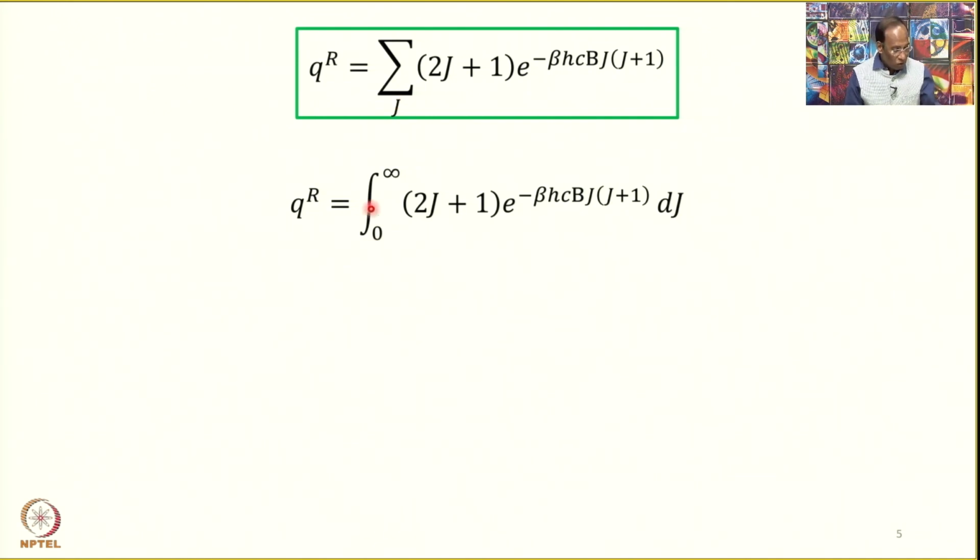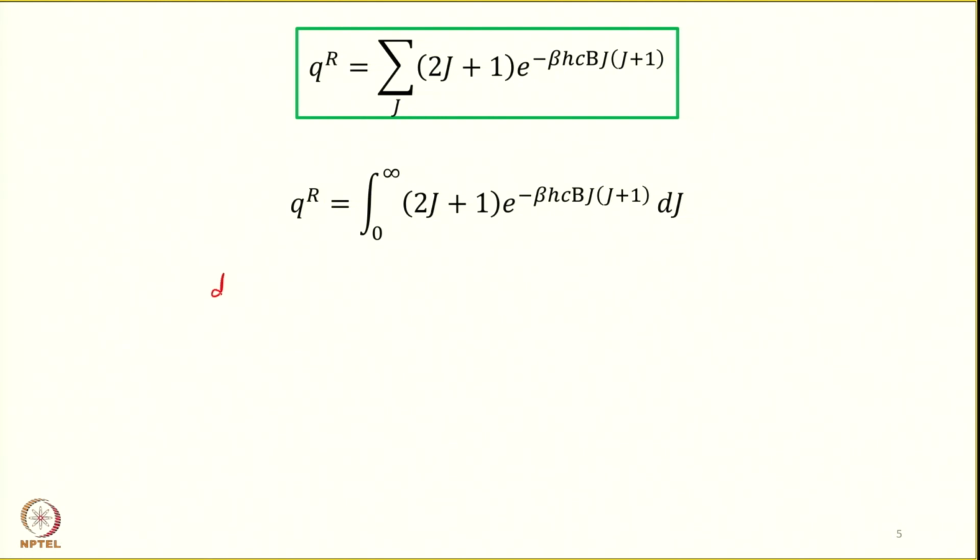Integration from J equal to 0 to J equal to infinity, (2J plus 1) exponential minus beta hcB J into (J plus 1) dJ. So, our goal now is to solve this integration and bring it into some condensed form. What will be the easier way? The easier way will be, let us consider the derivative of exponential minus beta hcB J into (J plus 1) with respect to J.